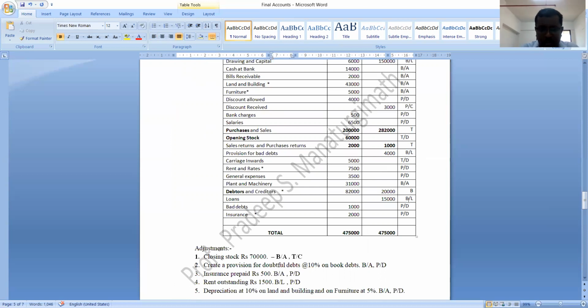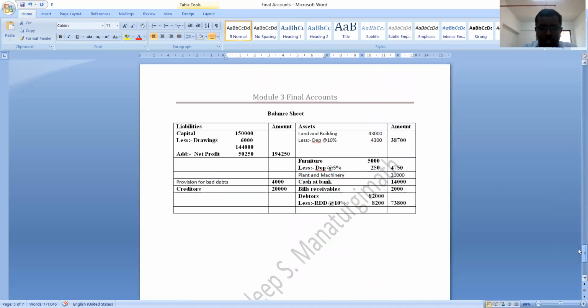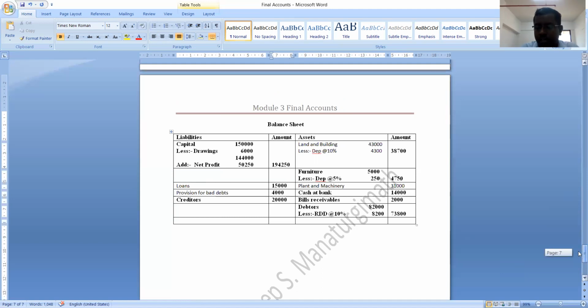What is next? Loan is remaining. Loan is a liability, so it appears on the liability side of the balance sheet. What is the amount of loan? It is rupees 15,000. Better record loans between capital and current liabilities. I have already given you the format. In that format, you will get to know how to present assets and liabilities in the balance sheet. We're done with all the trial balance items that we need to record in the balance sheet.